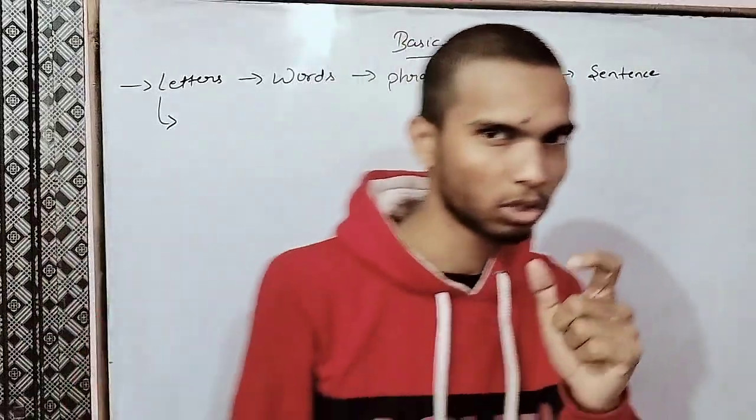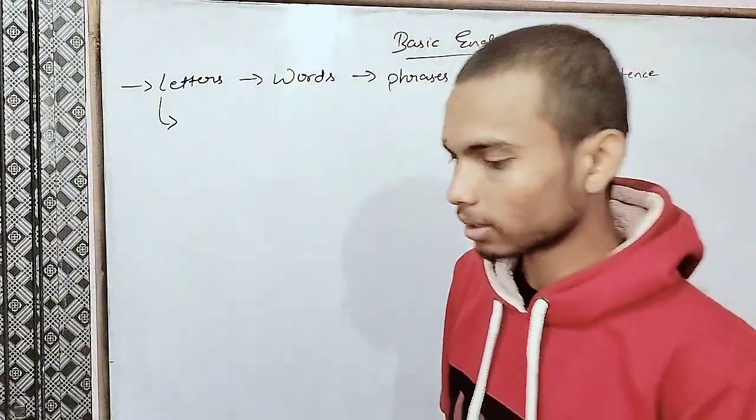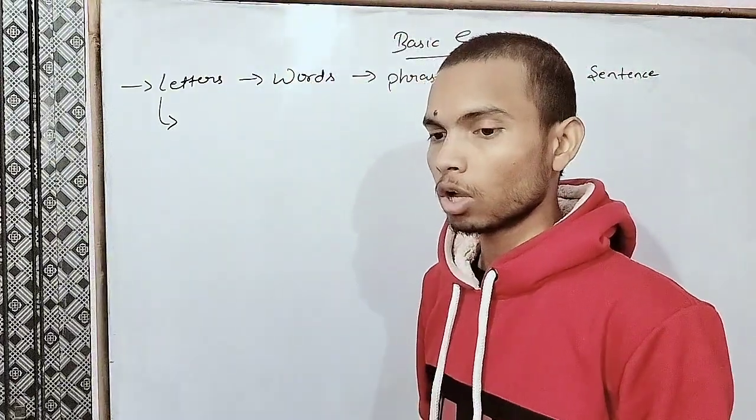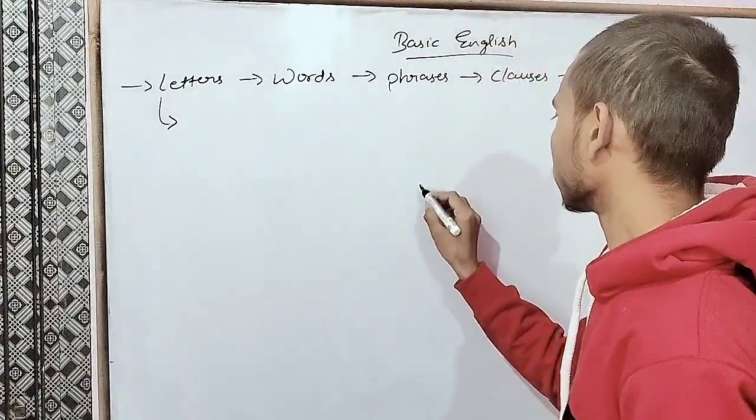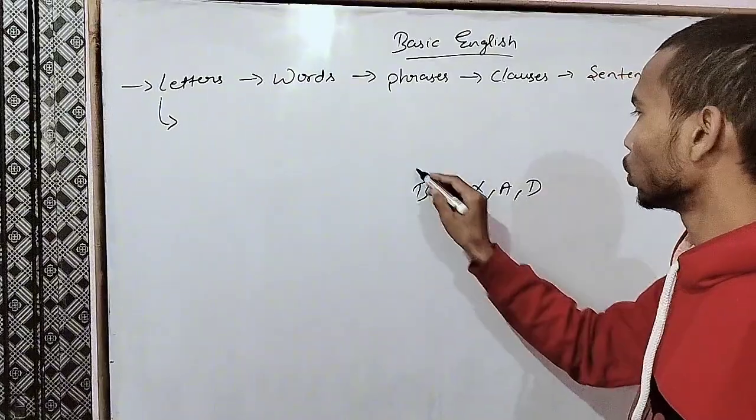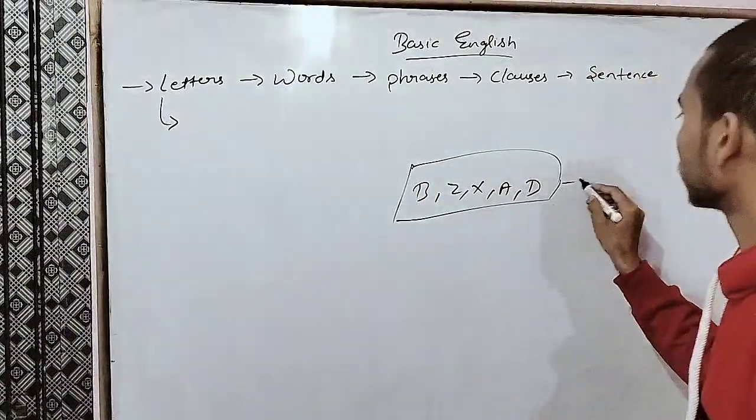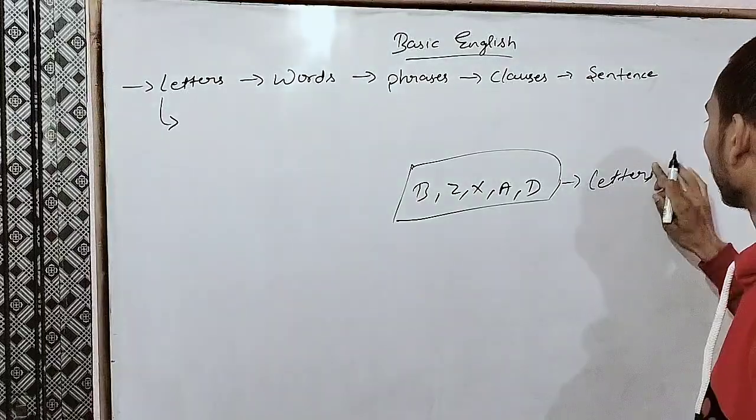What is the meaning of letter? It means randomly letters. For example, B, Z, X, A, T. So these are letters.